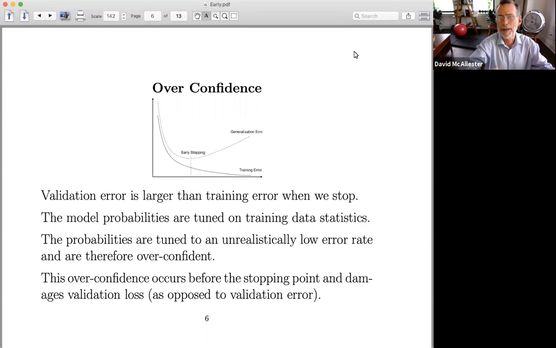That means the optimum on the training data is the training data's probability distribution. And as it gets better and better at that, it becomes more and more confident, right? It assigns higher and higher probabilities to the true labels. And this overconfidence effect hurts it on validation or test data. And it hurts it even if its error rate is not getting worse.